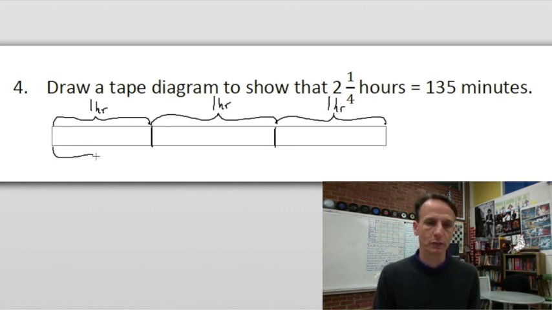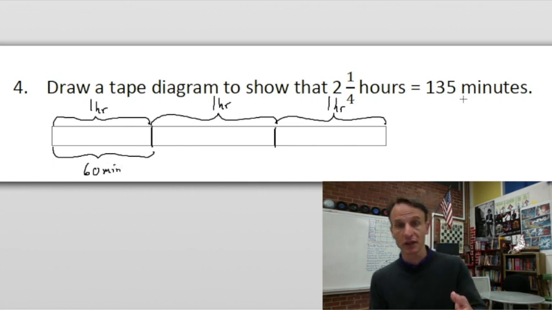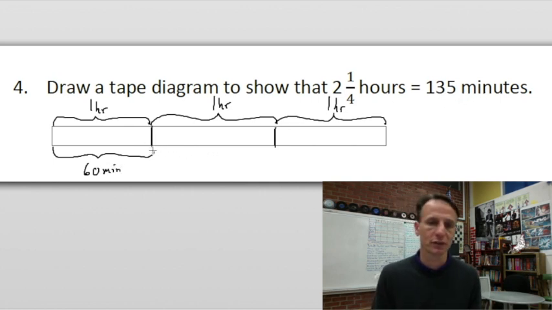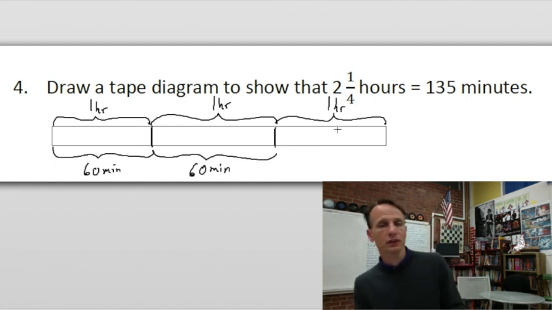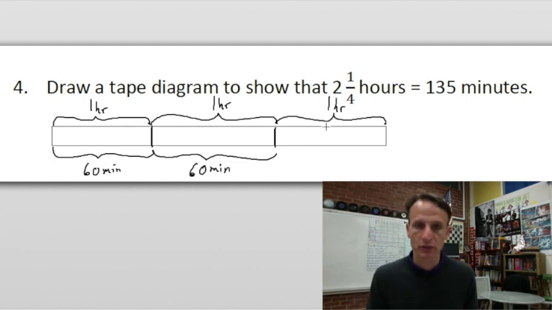So these will be quicker to label because 1 hour is how many minutes? Well, it's 60 minutes. And the reason I'm labeling that is because we're trying to figure out, hey, indeed, is that 135 minutes? Okay. And then this one is also 60 minutes. Now, when we get to this 3rd hour here, we're going to decompose it first into half, and then into quarters.